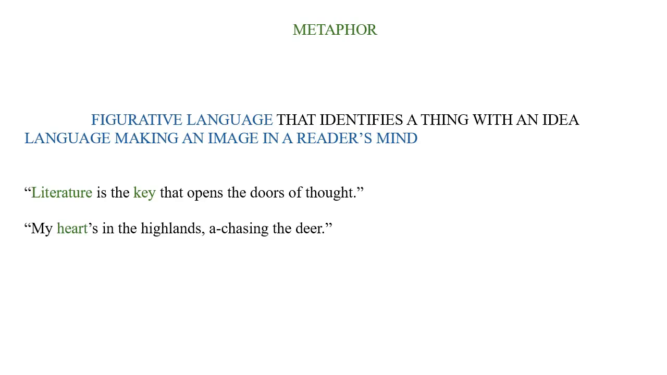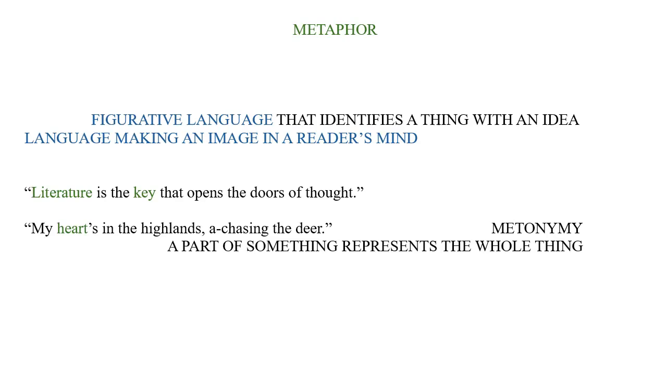Now, it's important to know that he's not literally saying that his heart is in the highlands chasing deer, because that would be grotesque. Instead, he's using a special kind of metaphor called metonymy, in which a part of something represents the whole thing, in the way that Burns's heart is representing all of Burns. And metonymy, that interesting literary term that you can now throw around in conversation, kind of bridges the gap between the idea of metaphor and the idea of the symbol, which we can think of as a thing that represents an idea.